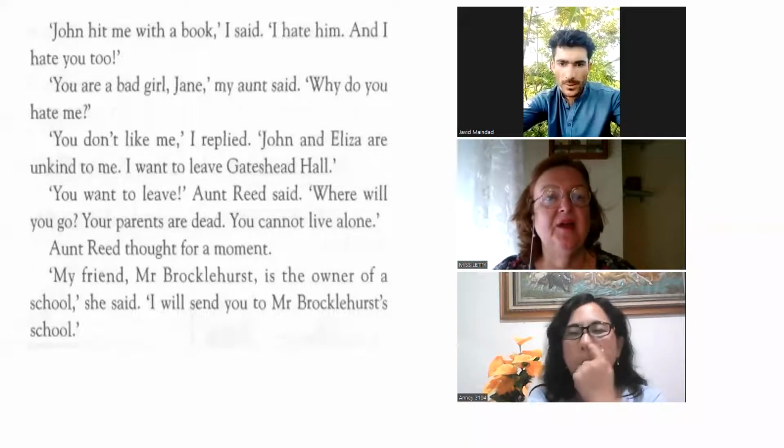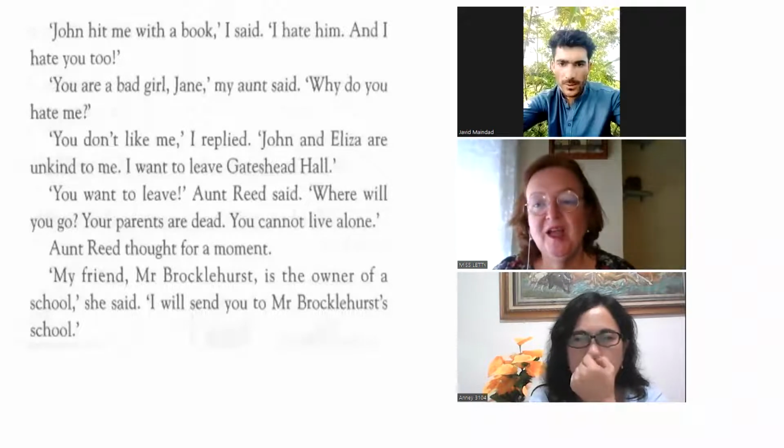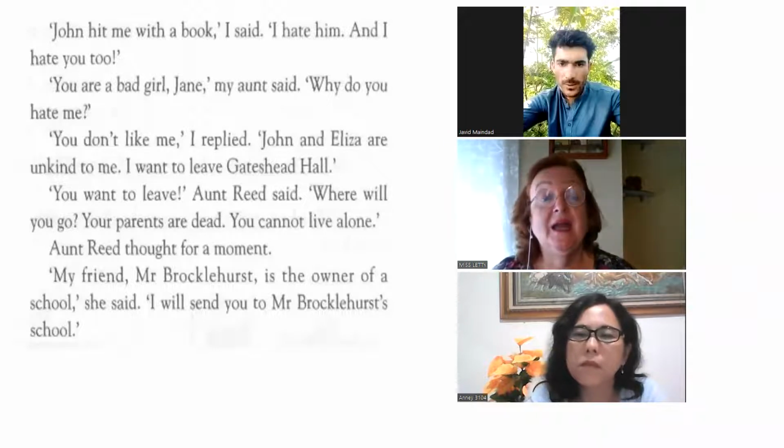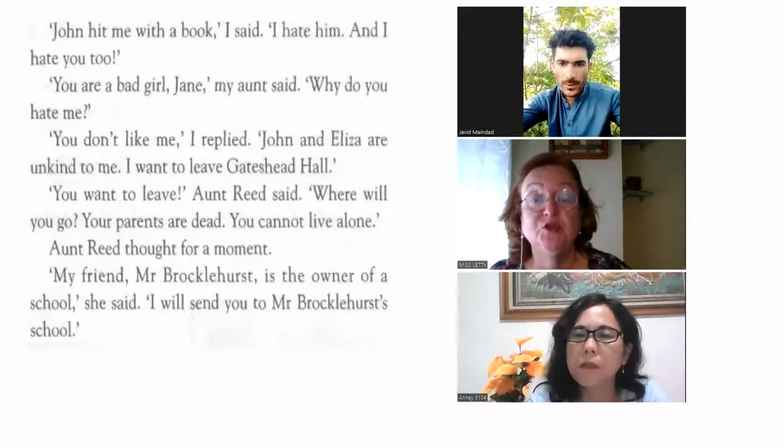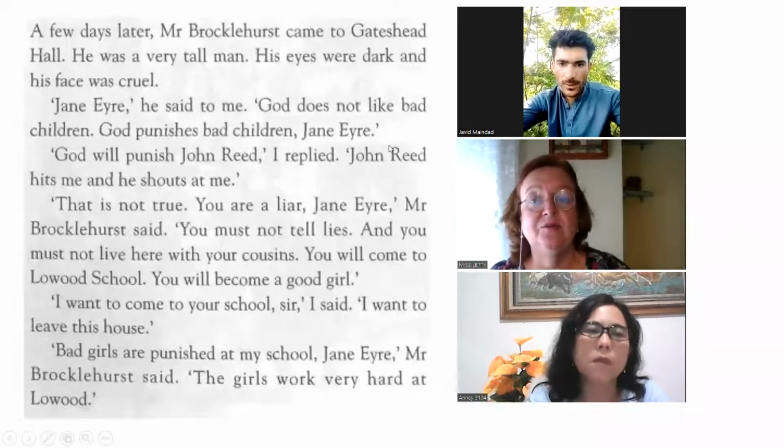So from this paragraph, we gather that Jane Eyre is an orphan because her parents are dead and she lives with her aunt, and her cousins are horrible to her, so they provoke her. And now the aunt has decided to send her away to a private school. Annie, can you read the next one?